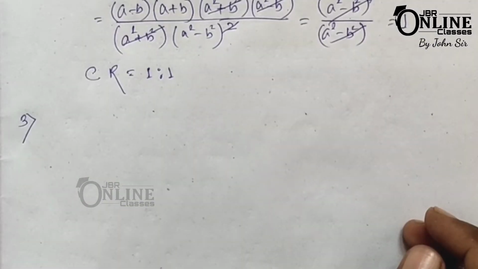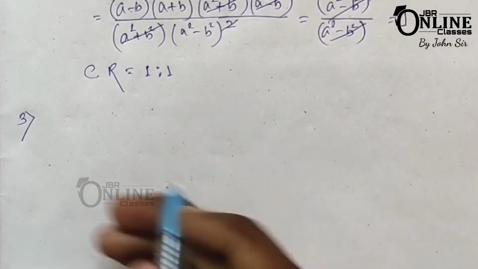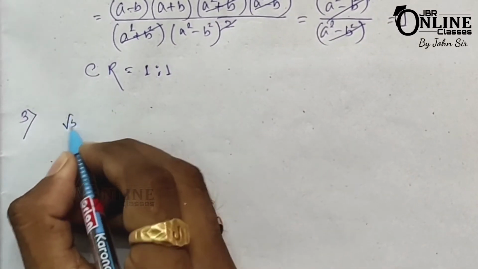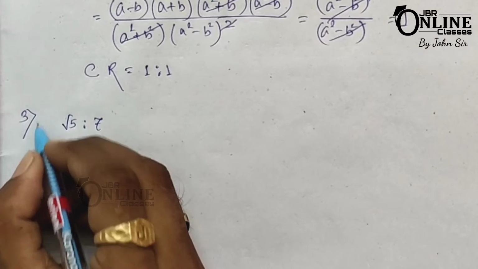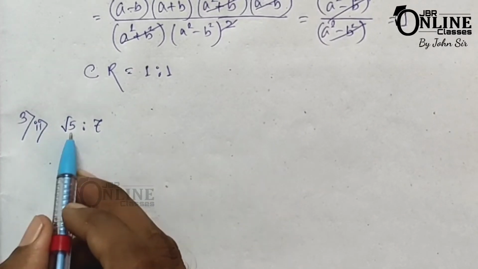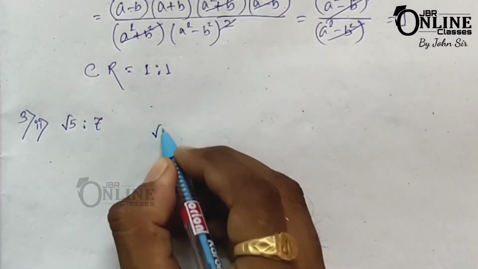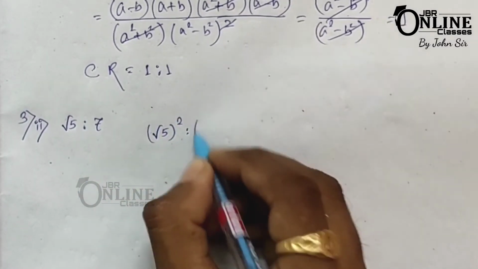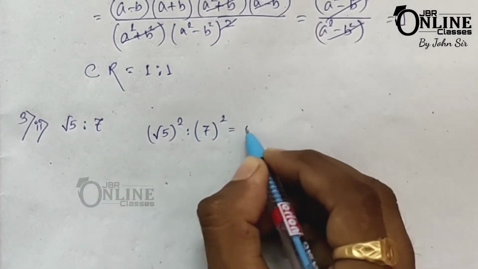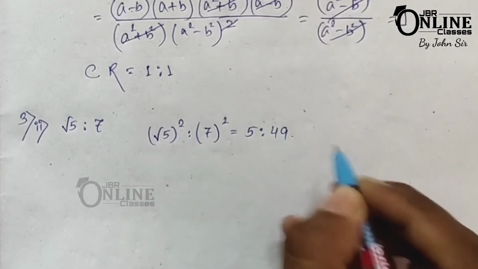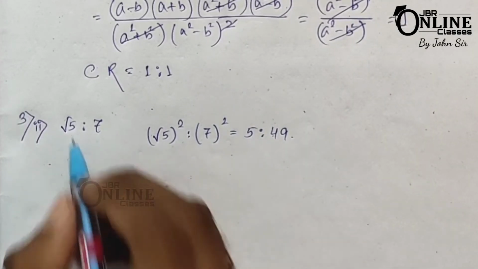Now in sum number 3, you have to find out the duplicate ratio of root 5 is to root 7. So here the duplicate ratio equals root 5 whole square is to root 7 whole square, so that equals 5 is to 7. So 5 is to 7 is the duplicate ratio of this one.